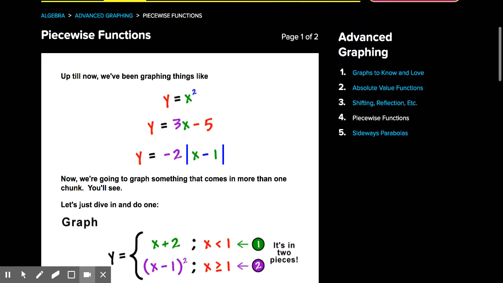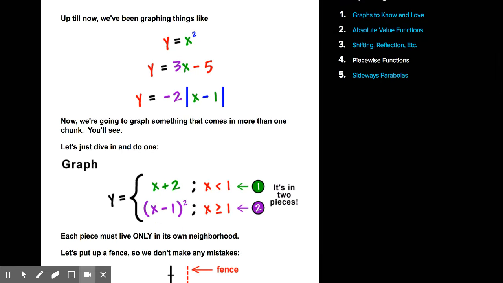But there are scenarios where you might want to have a graph that looks like it was made in pieces. So these are called piecewise functions. On the screen, you'll see it says graph y equals, and then has curly brackets, and that holds more than one function. So we have a function x plus 2, and then we have a function (x minus 1) quantity squared. So you could graph the line, and you can also graph the parabola.